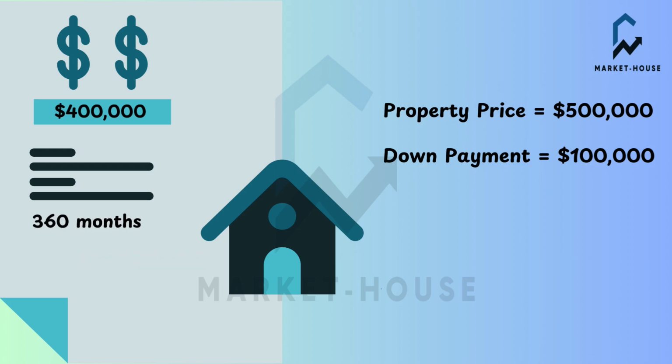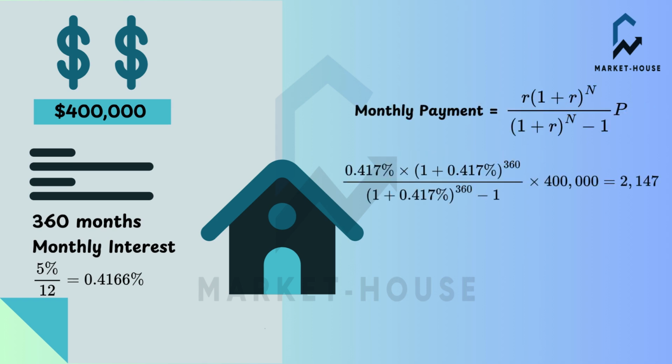That's a loan term of 360 months, with a monthly interest rate of 5% divided by 12 equals 0.4166%. Using the mortgage payment formula, your monthly payment comes out to about $2,147. If all this math feels overwhelming, don't worry. There's no need to calculate manually. Just search for a mortgage payment calculator online, plug in your numbers, and voila, you'll get your monthly payment instantly.